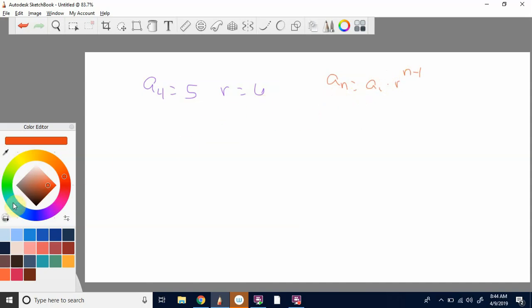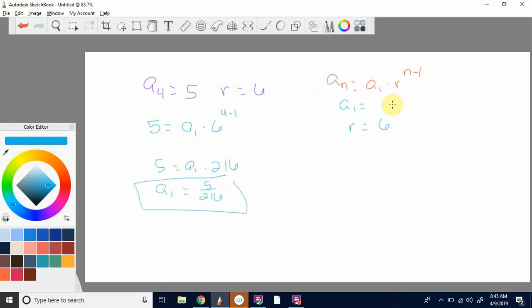In order to write this equation, we do need a sub 1 and we need r. Well, we've got r, it's 6, but we don't have a sub 1. So we can go back to our formula and put what we have in. So we know 5 equals a sub 1 times 6. This is a sub 4, so it's 4 minus 1, which is 3. And we get 5 equals a sub 1 times 216. A sub 1 equals 5 over 216.